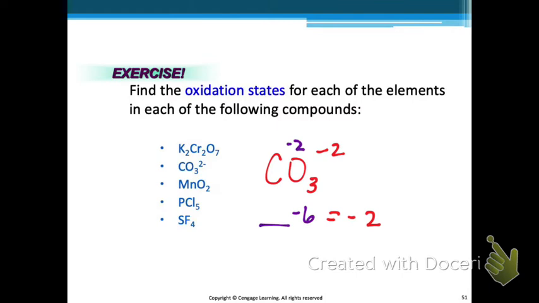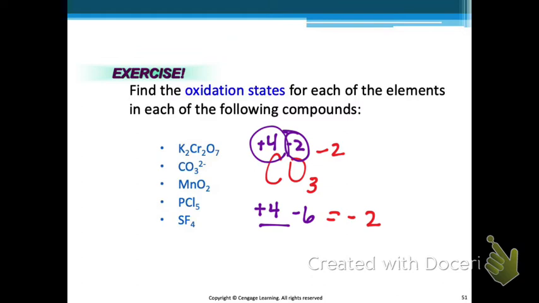And so what number has to go there? 4. Yes, 4. Sorry, I was saying no to 6. Only one carbon has to share that plus 4, so that means oxygen is minus 2 and carbon is plus 4. Okay, why don't you try the next 3?